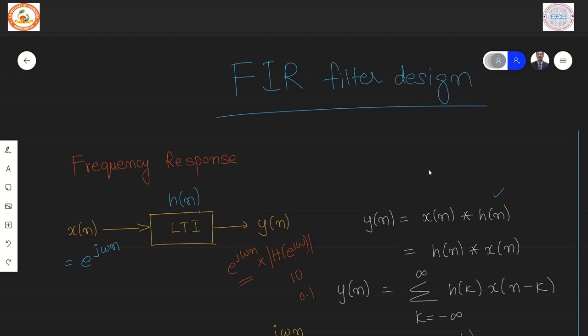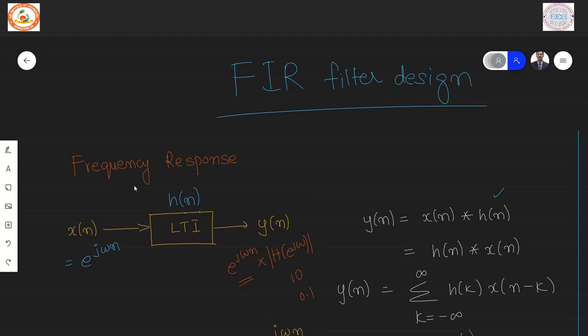This module focuses on design of FIR type of filters. Before we learn how to design an FIR filter, it's important to understand a few terms. The first terminology that we have is called frequency response. Let us understand what is frequency response and how it can be measured for FIR filters.